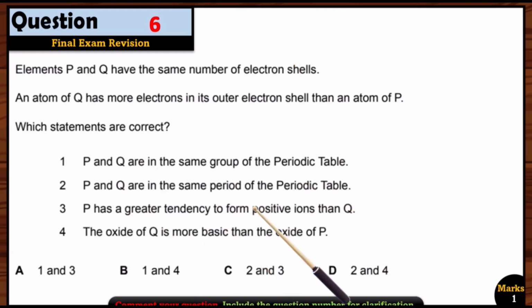P has a greater tendency to form positive ions than Q. P is on the left side, right? Because it has fewer electrons. So P is on the left side. It means it has more tendency to form positive ions, because on the left side we have metals. So the third option is also right. So that's why C is the correct option over here.